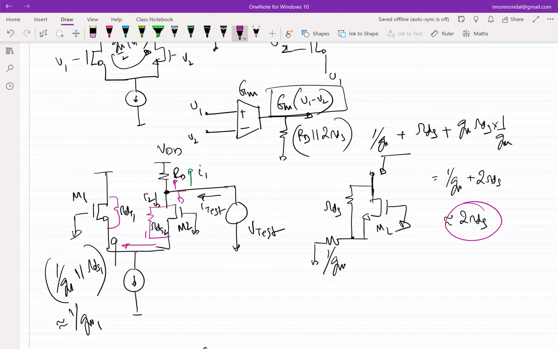So when you are trying to figure out what is the impedance, you are not applying V1 and V2, right? You are desensitizing this. Desensitizing the input in the first place. Correct, yes.